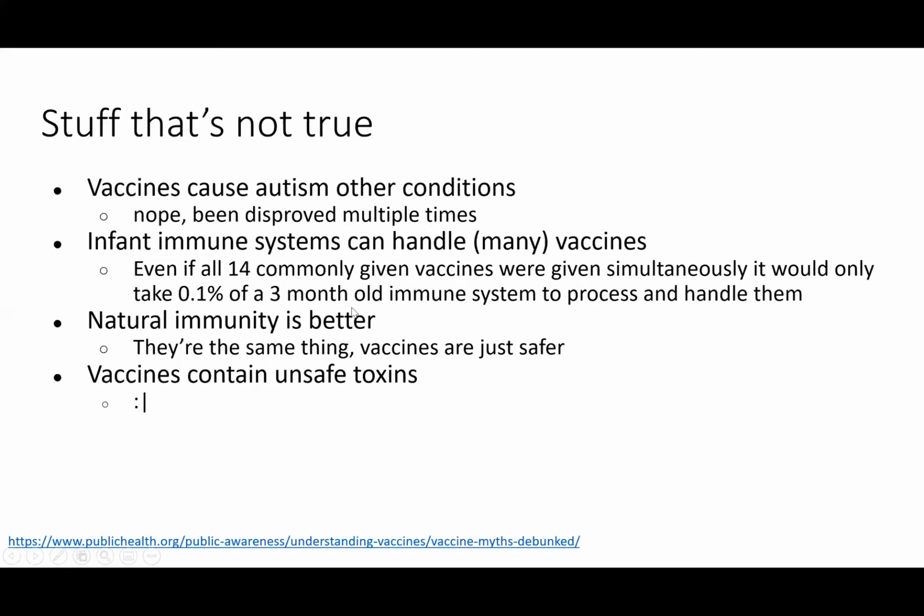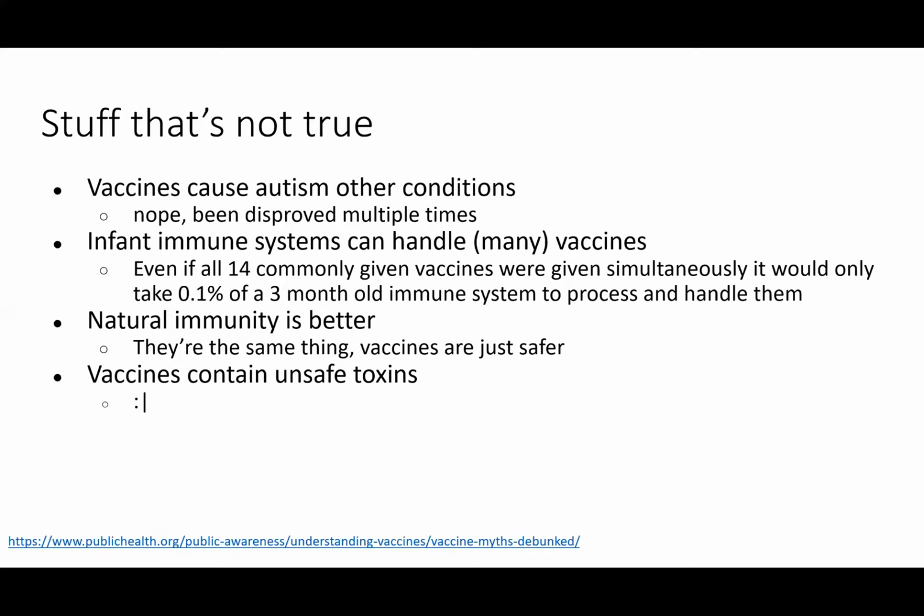People also like to say that natural things and natural immunity is better. That's not true. Natural things can oftentimes be way more dangerous than artificial things. But in particular, there's no difference between natural immunity and vaccine-acquired immunity. Vaccines are just safer. You're better off getting a vaccine against measles instead of risking, you know, the death of yourself or potentially death to someone else by spreading it.